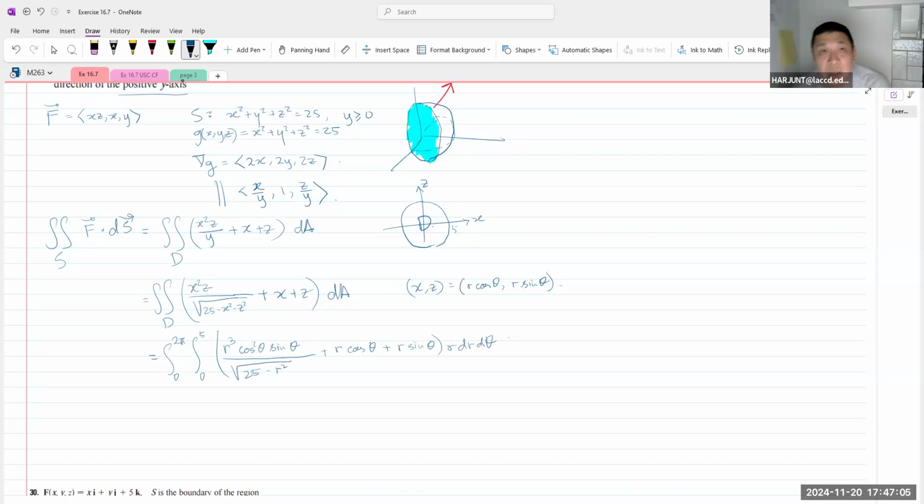Now what I want you to see is that this second and third term will go to 0. Just split the integrations. Okay, and then you will see the second and the third term will integrate to 0. Now then the first integral becomes the integral from 0 to 2 pi of cosine squared theta sine theta d theta times the integral from 0 to 5 of r cubed over the square root of 25 minus r squared, r dr.